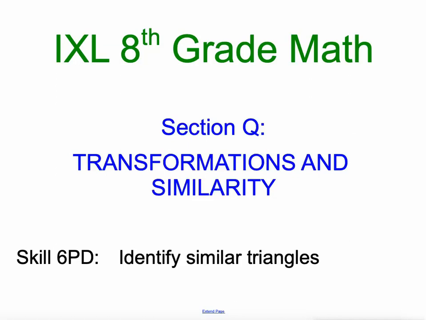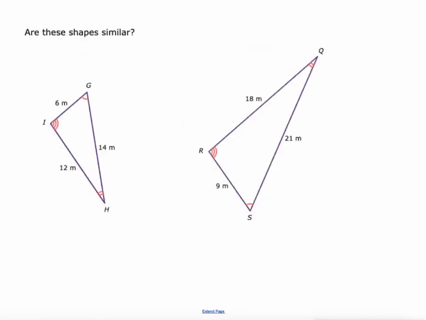Hello everyone, Mr. Kaczynski here, working through IXL's 8th grade math skills, section Q. At the time of this recording, I had a brand new skill for you here. It doesn't even have a number in section Q, and it's identify similar triangles. And I've raced this entire skill, and you can do it just using this method pretty much, even though there's a little bit more to similar triangles than this.